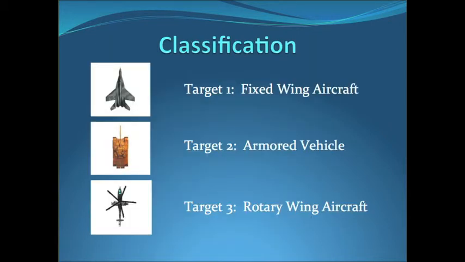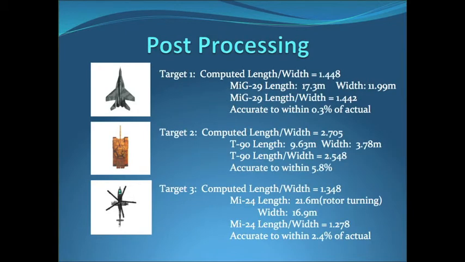After going through classification, as you would expect based on the images you see, under both circumstances, the system correctly classified each target. Target 1, fixed wing, target 2, armored vehicle, target 3, rotary winged aircraft. Following classification of the system into its appropriate class, fixed wing aircraft, rotary wing aircraft, or armored vehicle, the number of possible exact matches drops significantly. So that's where post-processing comes in.